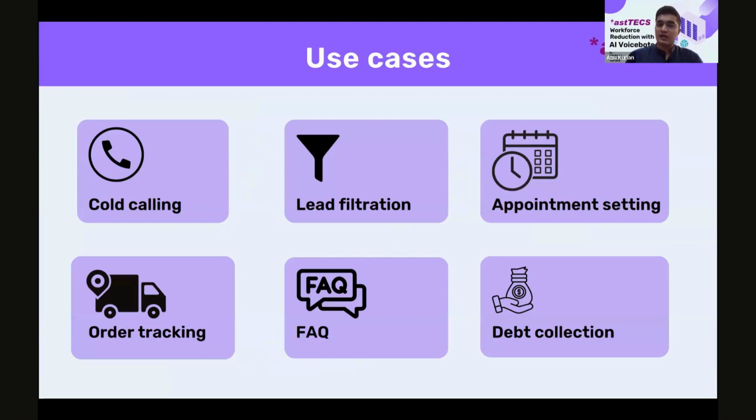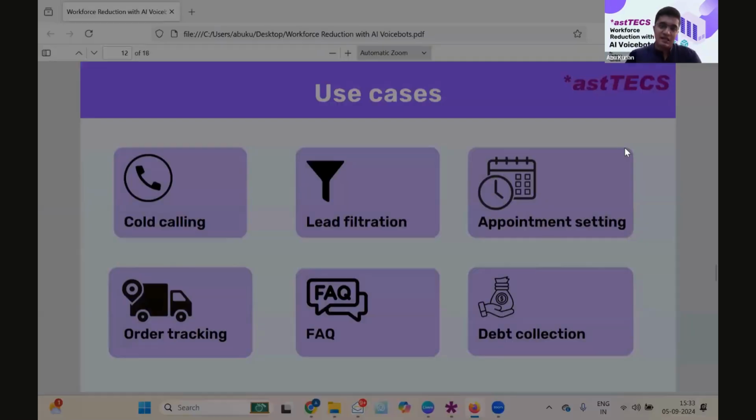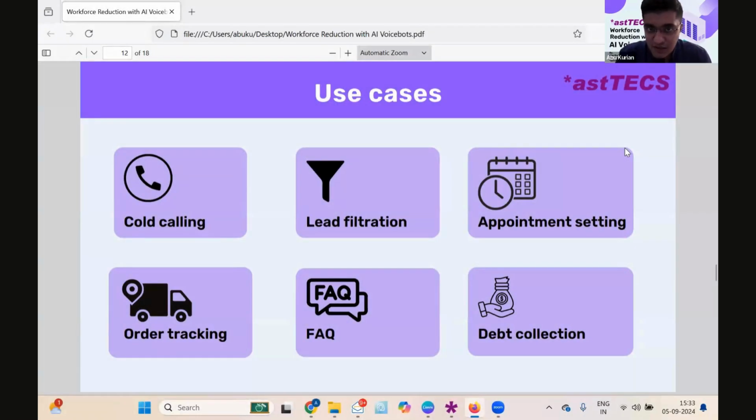Similar to cold calling, you can have lead filtration. Lead filtration again does not have to be outbound. It could be inbound, where when the incoming lead comes, we could filter this lead based on a certain set of parameters. If the parameters are good, then we would call it a qualified lead, and then it can start the process. Appointment setting. For appointment setting, I can also show you an example right now.